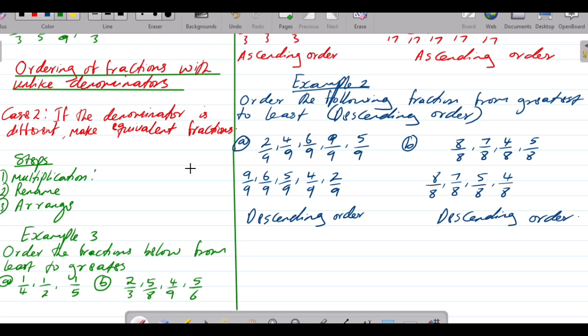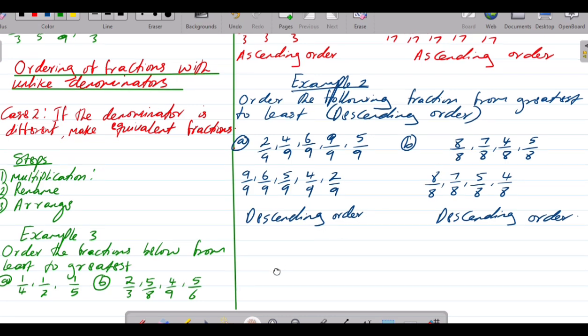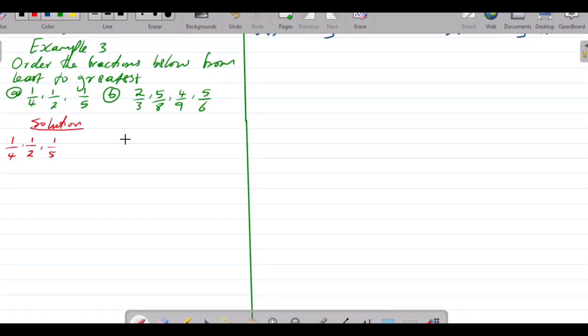So let's take these examples here. The third example says order the fraction below from least to greatest. So let's order the fraction and follow the steps as well. So to order these fractions given here, the first thing we need to do is to find the LCM. That is, we make use of our multiplication. We find the lowest common multiple of the fractions given to us.